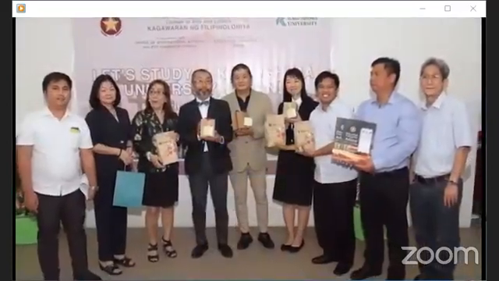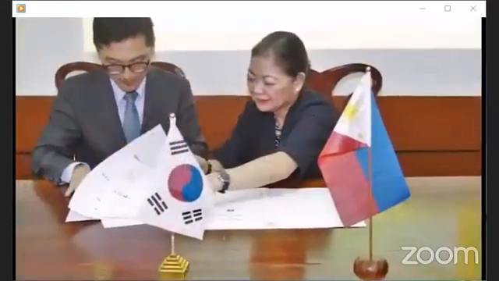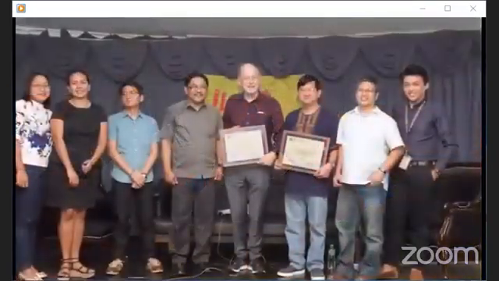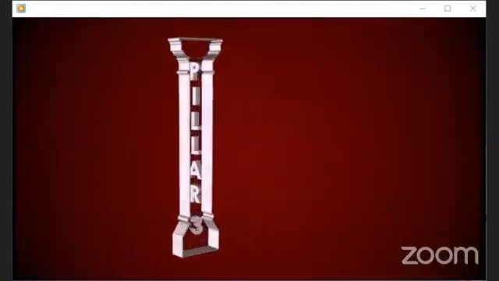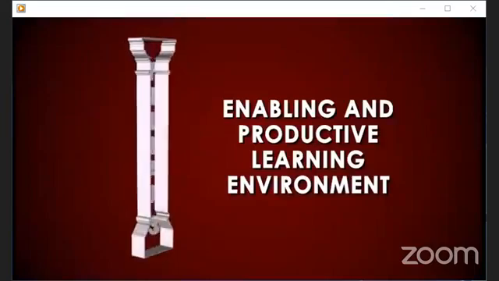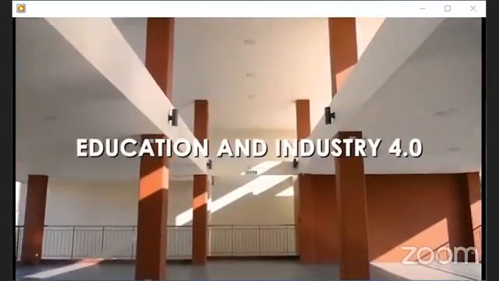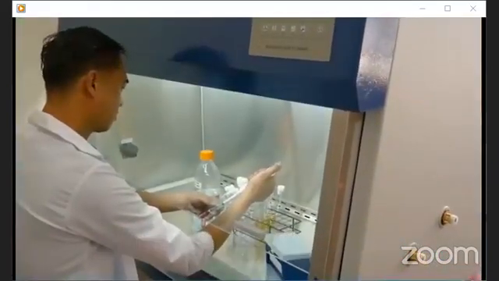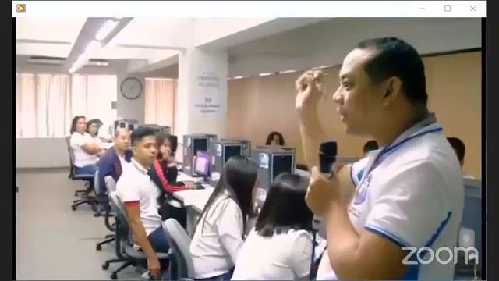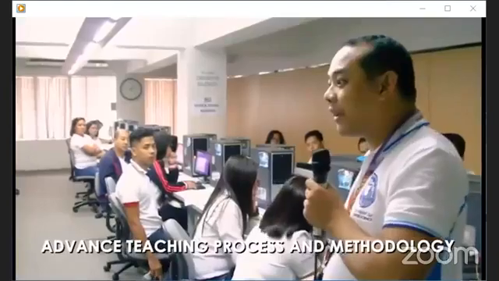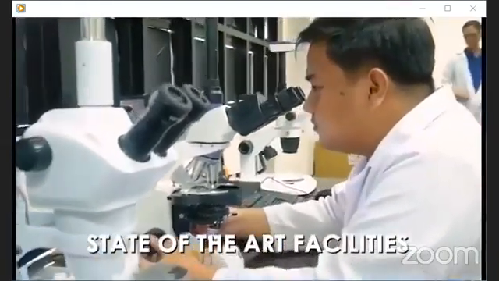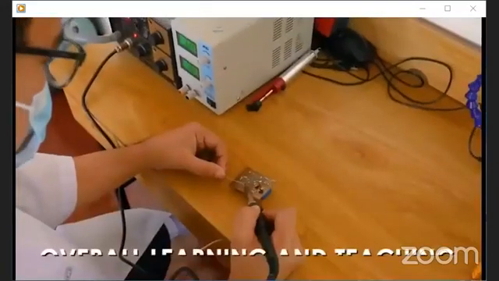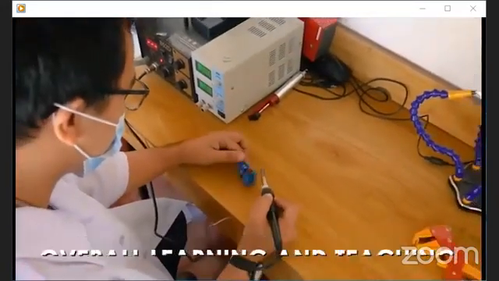Pillar 2 also sits on the framework of internationalization of Philippine higher education through transnational education by promoting academic mobility among faculty and students and global dimension into the curricula and teaching process. Pillar 3. Enabling and productive learning environment. Following education in Industry 4.0, we aim to increase and enhance the use of new technology to enable student learning and engagement, as well as advanced teaching process and methodology through new and state-of-the-art facilities that will support the overall learning and teaching experience in the university.